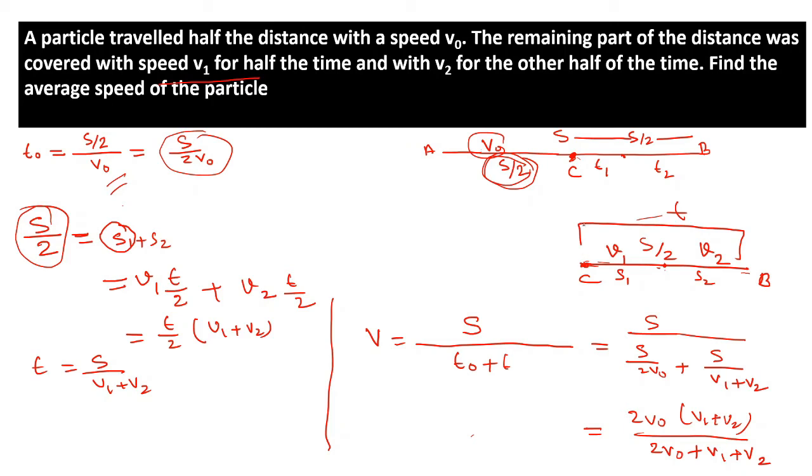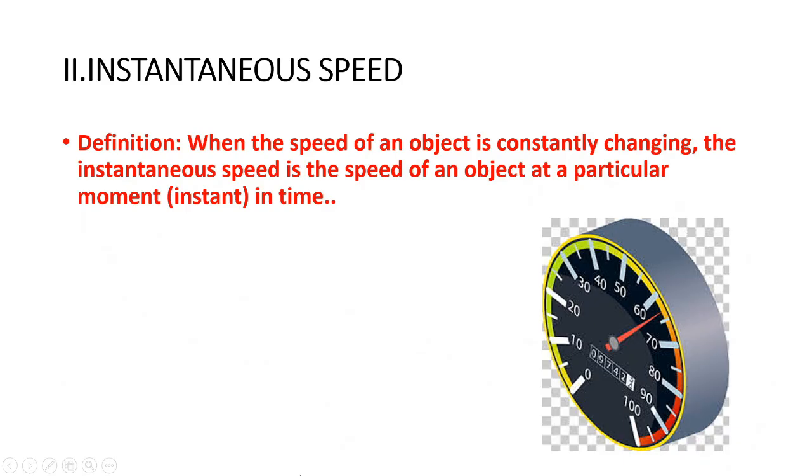From C to B, the remaining distance is S by 2. What is S1? That is V1 into T by 2. And S2 is V2 into T by 2, right? So T by 2 is the common term, it will be V1 plus V2, and T will be S by (V1 plus V2). Is that clear to all of you? So the final answer will be 2 V0 into (V1 plus V2) by (2 V0 plus V1 plus V2). That will be the final answer.